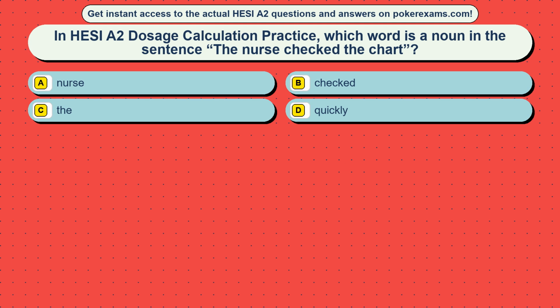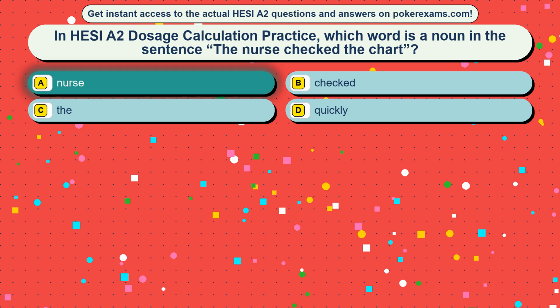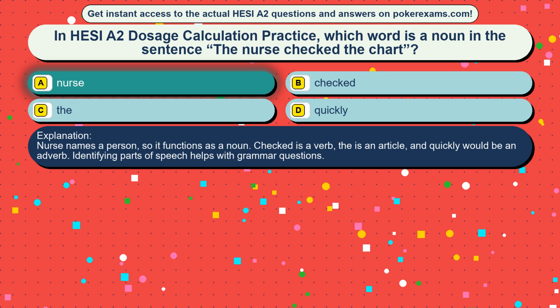Option C, the. Option D, quickly. The correct answer is option A, nurse. Nurse names a person, so it functions as a noun. Checked is a verb, the is an article, and quickly would be an adverb. Identifying parts of speech helps with grammar questions.